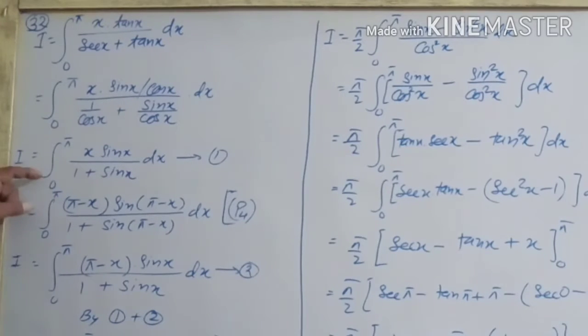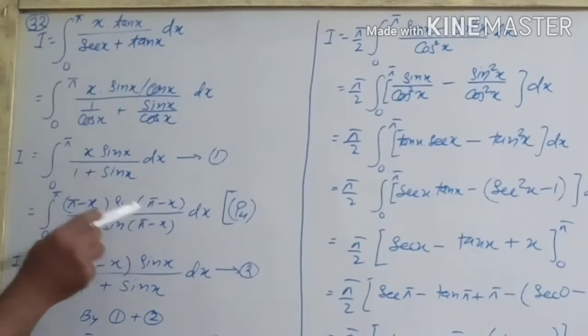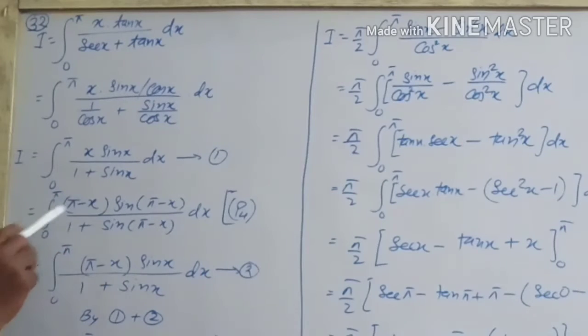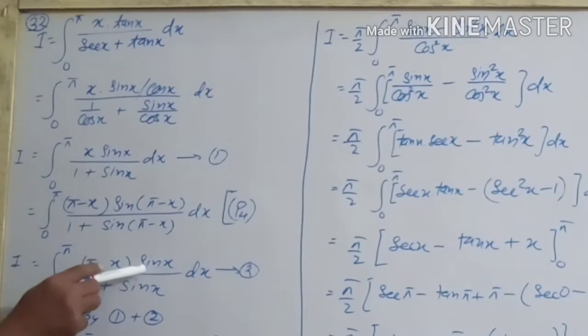Now, apply property number 4 here. I think this question is approximately the same as question number 12 in exercise 7.11. So use property number 4 here. In place of x, write pi minus x, and here also pi minus x, and here also pi minus x. Since sin of 180 minus theta is only sin x, here also 1 plus sin x.